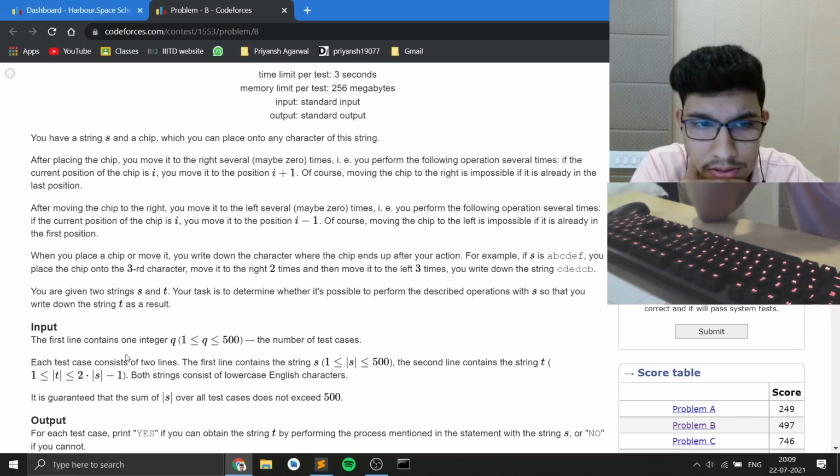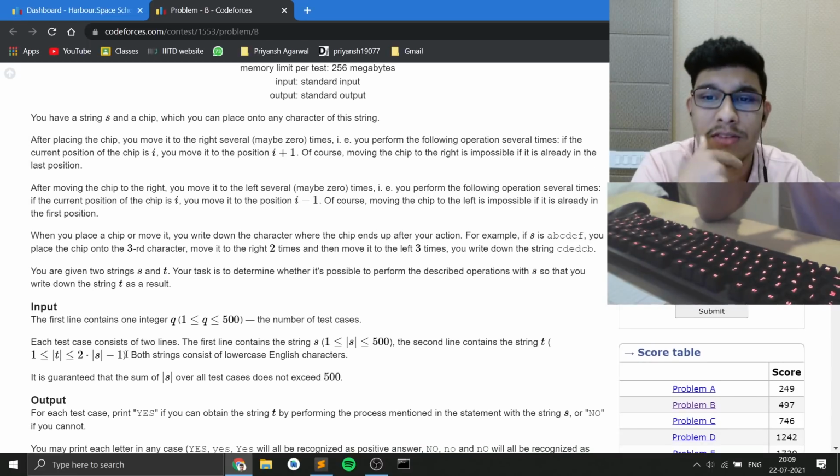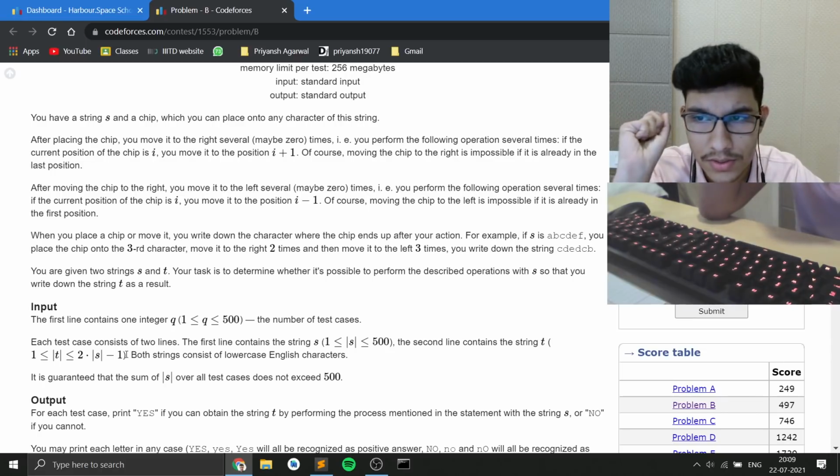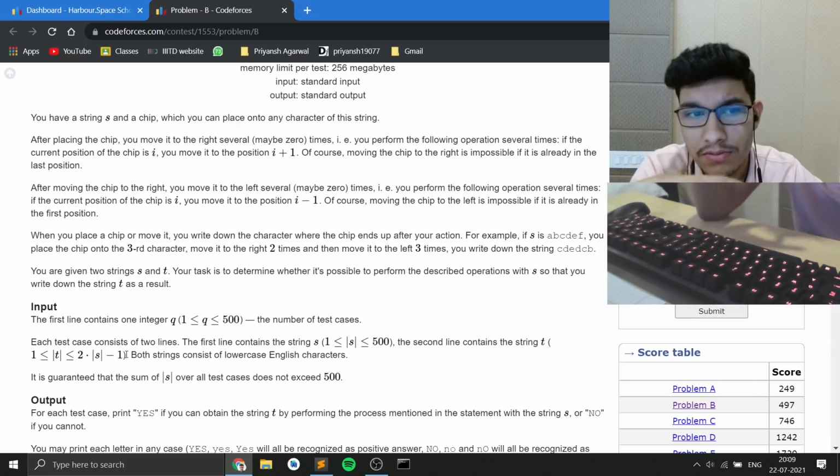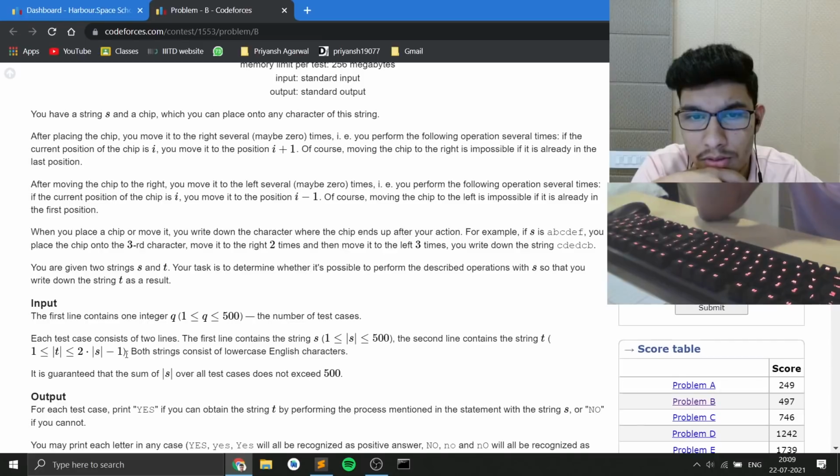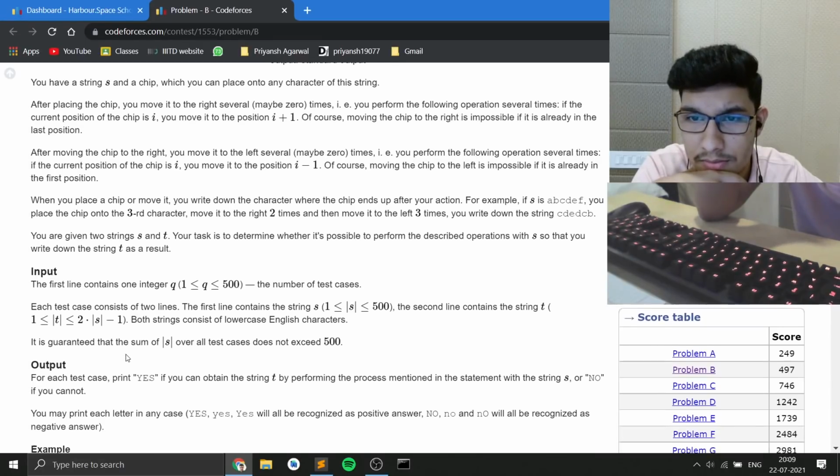After moving the chip to the right, you move it to the left several times. You perform the following operation several times. If the current position of the chip is i, you move it to the left, to the position i minus 1.